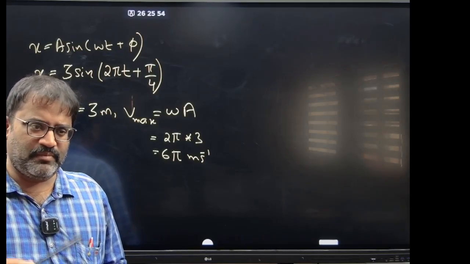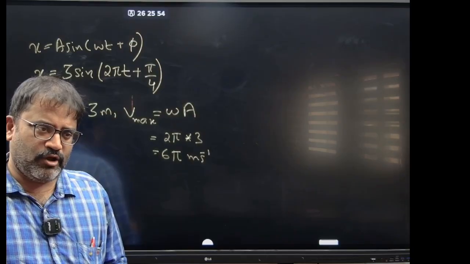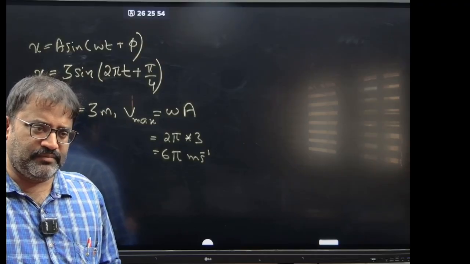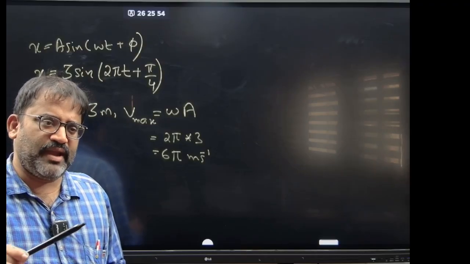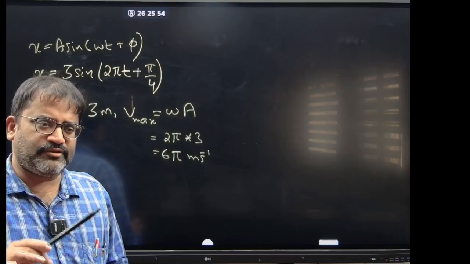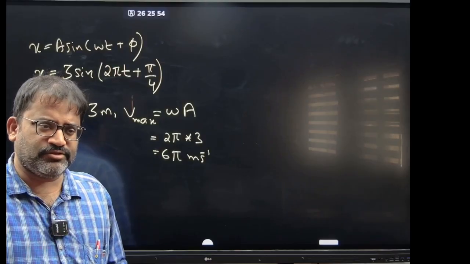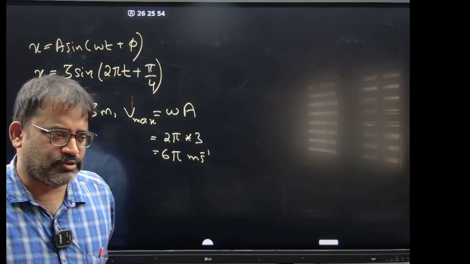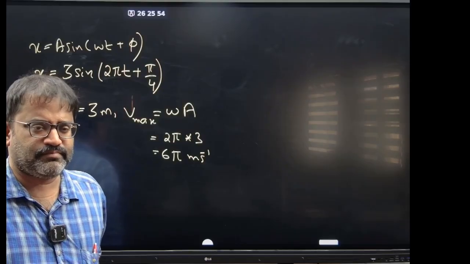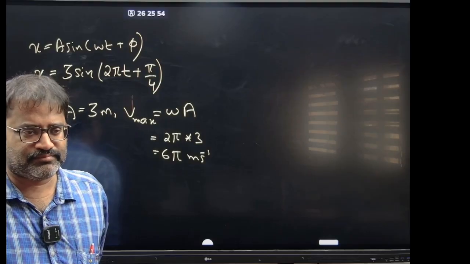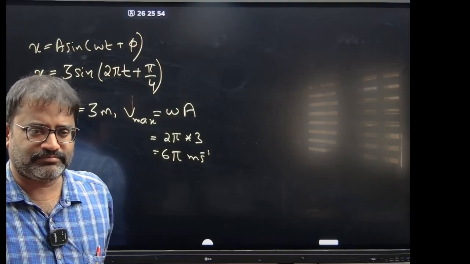Okay, so remember that for a body or a pendulum at the mean position, velocity will be maximum and acceleration will be 0. So the right option is option 2, verified. Correct, very good.